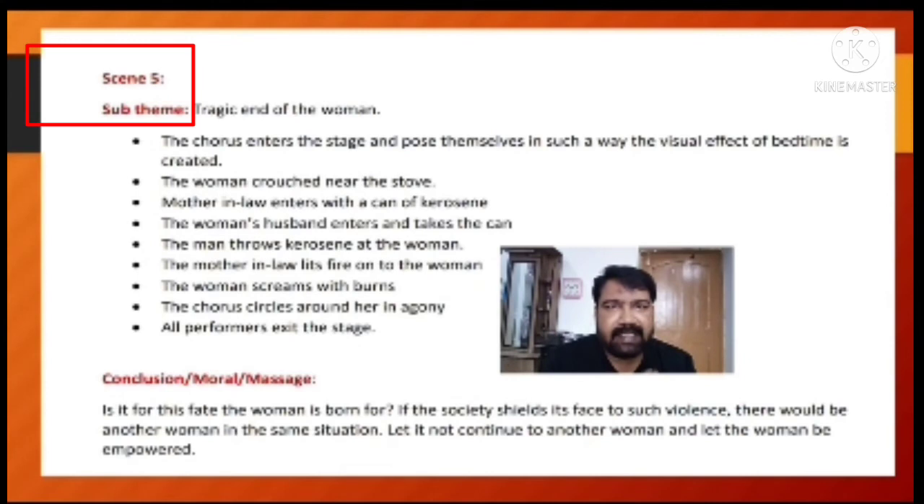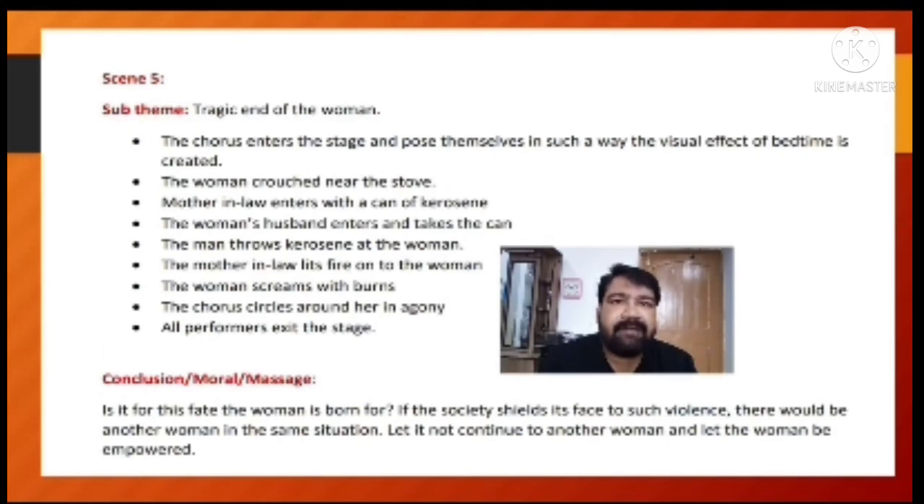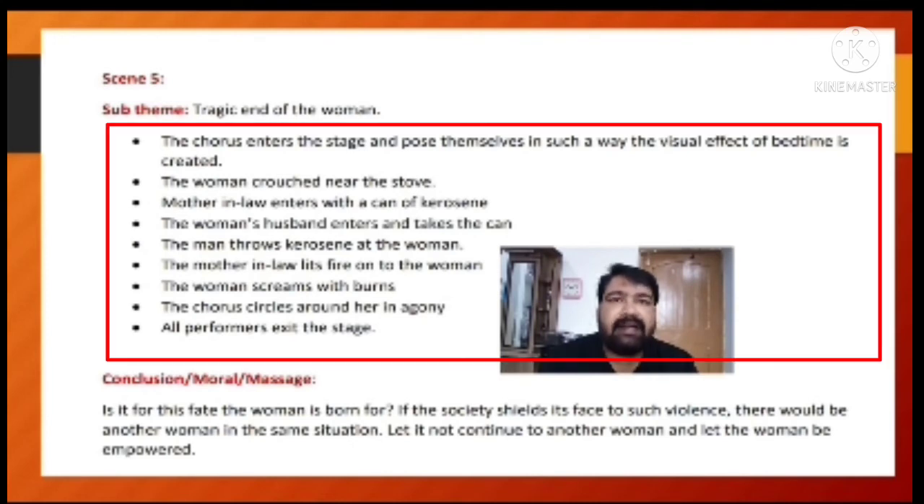Here let's see scene 5 sub-theme. What is the scene 5 sub-theme? Tragic end of the woman. Here we can start the write-up like this. The chorus enters the stage and pose themselves in such a way that the visual effect of bedtime is created. Then the woman crouches near the stove.